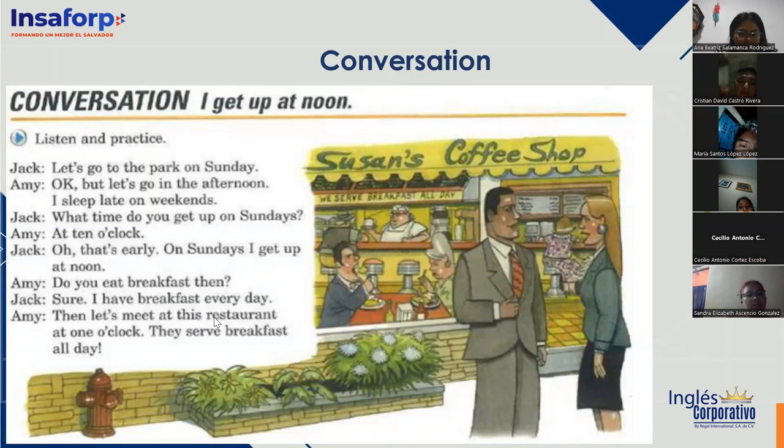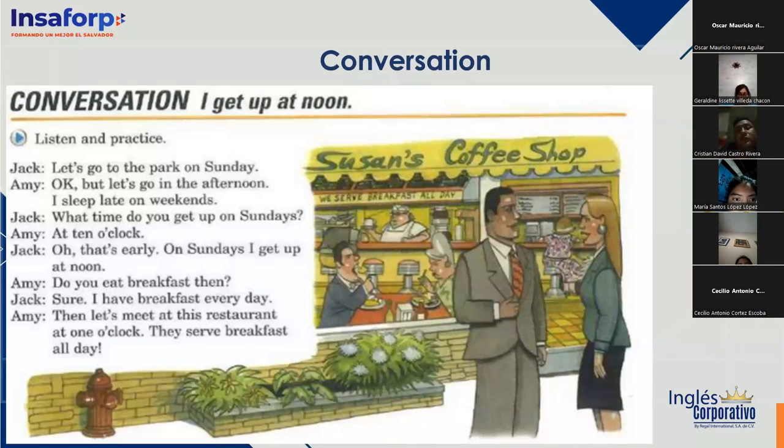Then let's meet at this restaurant at 1 o'clock, they serve breakfast all day. Okay. All day. Yes, all day. Good. Who else? Someone else who wants to read the conversation? Volunteers? Yo quiero ser Jack. Okay. Geraldine, do you want to be Jack or Amy? Jack. Jack, okay. And Oscar Mauricio, go ahead.